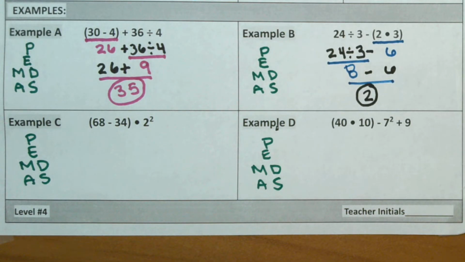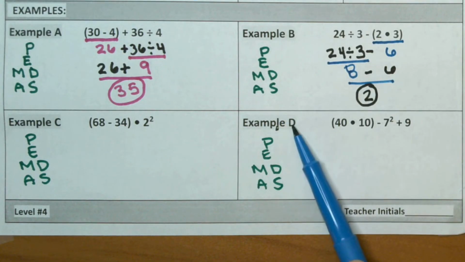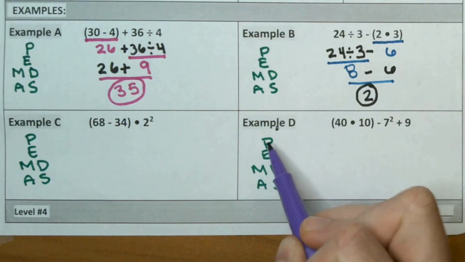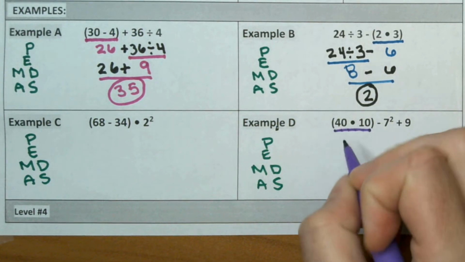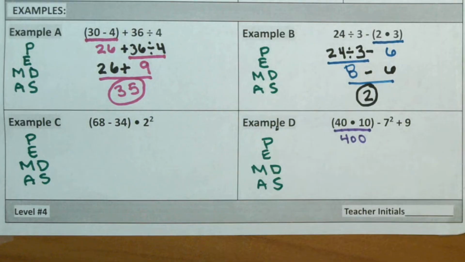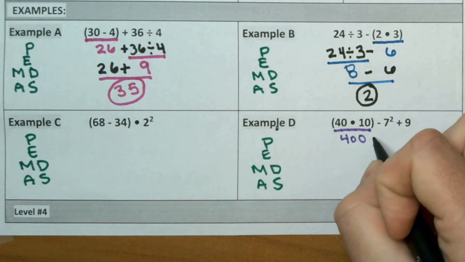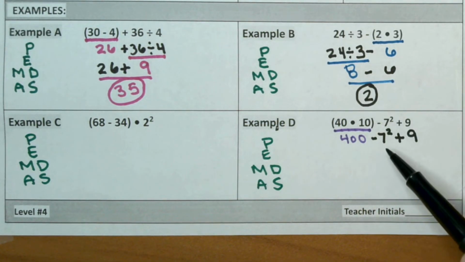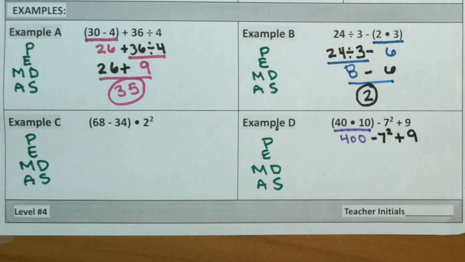Let's take a look at D, and then I'll have you do C on your own. So now we have some exponents. So in example D, I can see that we do have parentheses, so I'll always start there. 40 times 10 is 400. Bring everything down super neat. Make sure when you write your exponent, it's 7 squared or 7 to the second power. You don't want it to look like 72. I see students make that mistake a lot.